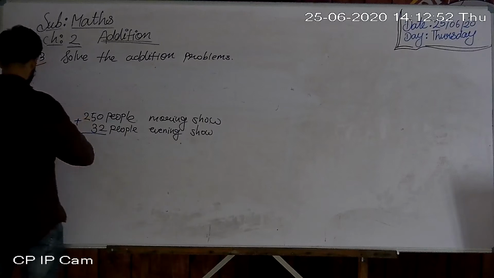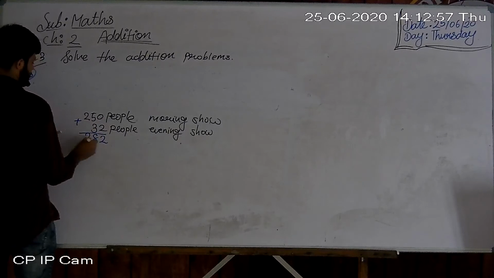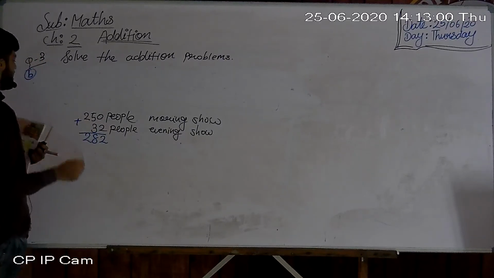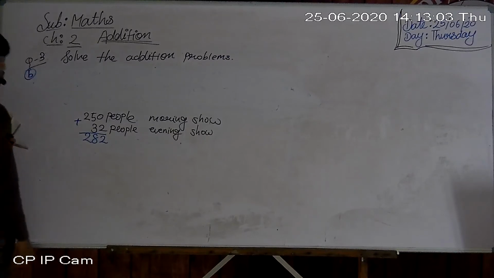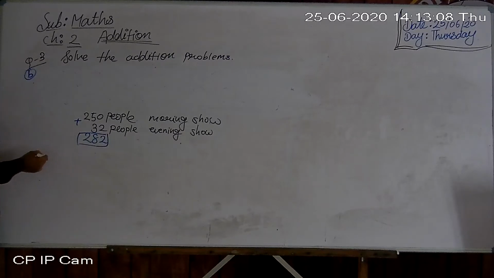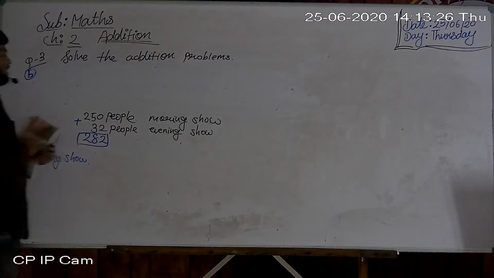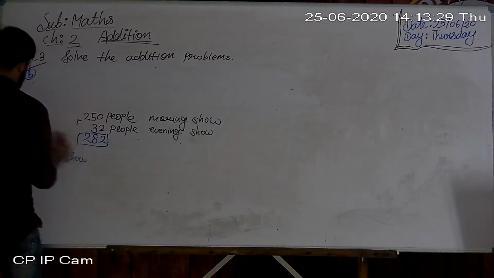So 2, 5 plus 3, 8, and 2. Total 282 people show the movie show. But what we are finding here, we are removing the 32. 32 are more than the morning show. So the answer is 282 people show the evening show. Okay, so now I hope you understood.